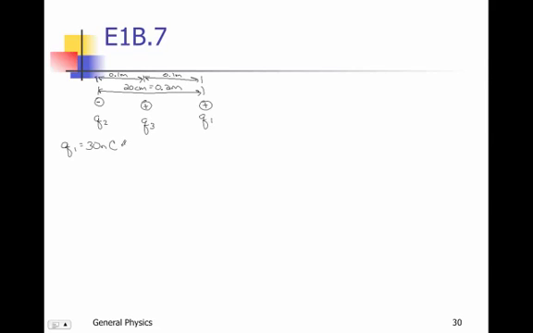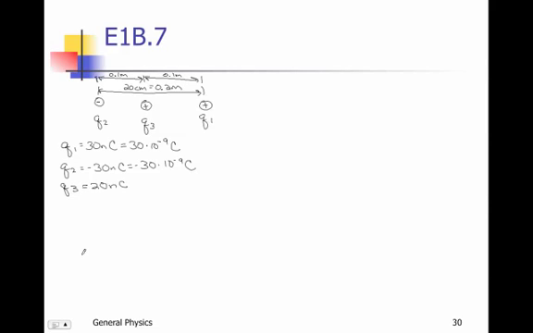Okay, and they also tell me that my charges are: Q1 is equal to 30 nanocoulombs. Nanocoulombs means times 10 to the minus 9. So I'm going to write that as 30 times 10 to the minus 9 coulombs. Q2 is going to equal a negative 30 nanocoulombs, which is a negative 30 times 10 to the minus 9. And Q3 is equal to 20 nanocoulombs, so that's 20 times 10 to the minus 9.